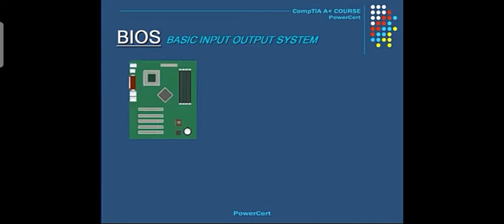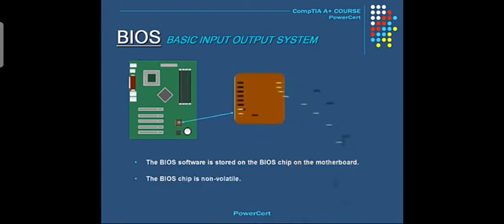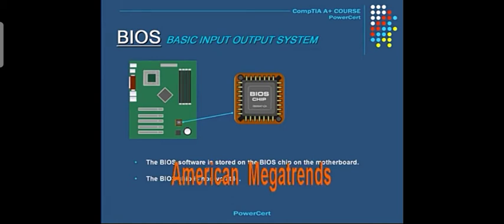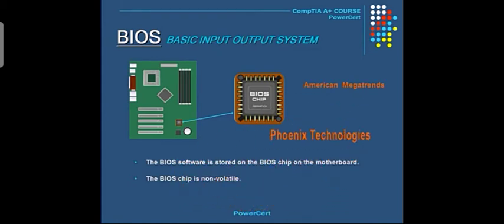The BIOS software is stored on the BIOS chip on the motherboard. The BIOS chip is non-volatile, which means that the software and settings are retained even after the power is turned off. On modern computers, the BIOS is stored on flash memory chips, which makes the BIOS capable of being updated using a special program. Some popular vendors of BIOS software are American Megatrends and Phoenix Technologies.